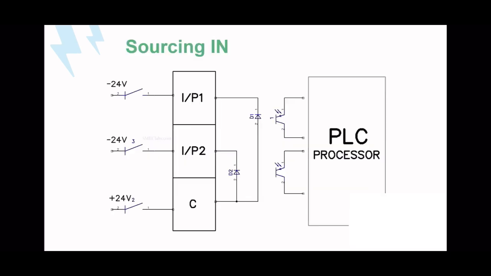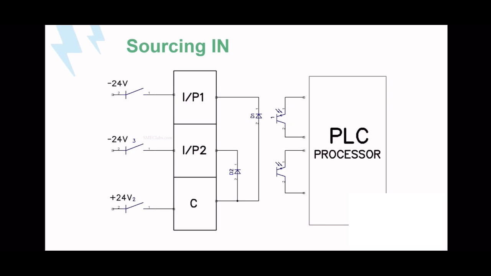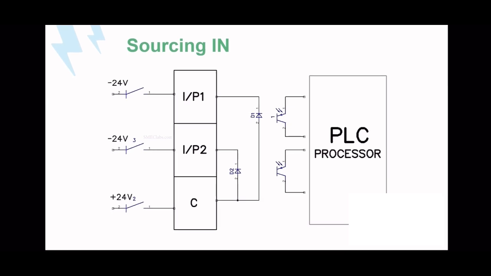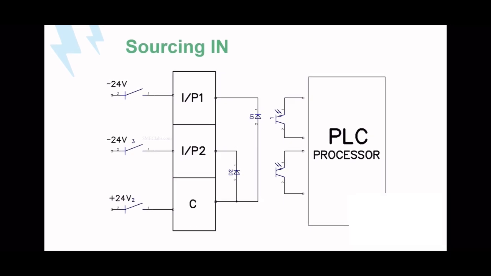Okay, first of all we can look into the sourcing input conditions. Here in this structure you can see a PLC processor input card and a PLC processor. There is optical isolation, or transistor-based isolation, over there. There will be diodes over there. A diode only conducts in the case of forward biasing.